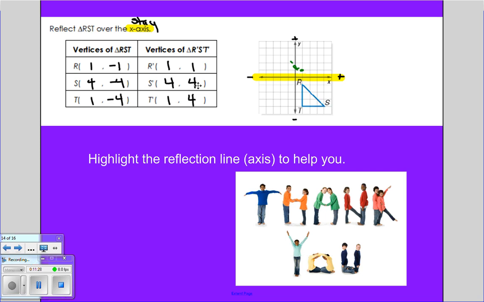S is at positive 4, positive 4. So we're going to go this way and then up. So 1, 2, 3, 4, 1, 2, 3, 4 right here. That is S prime. And then T prime is at positive 1, positive 4. So positive 1, and then 1, 2, 3, positive 4. That's T prime. Okay, and then we're going to draw.